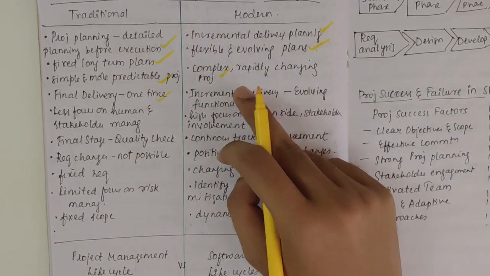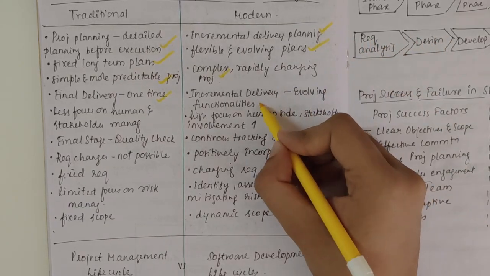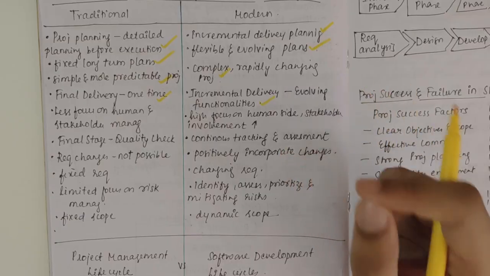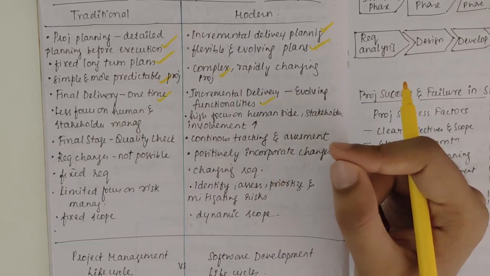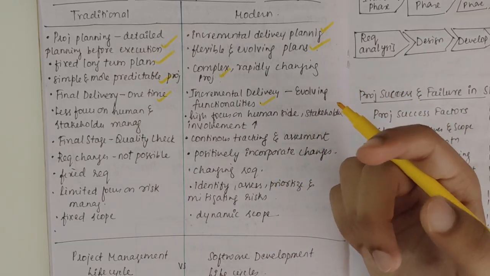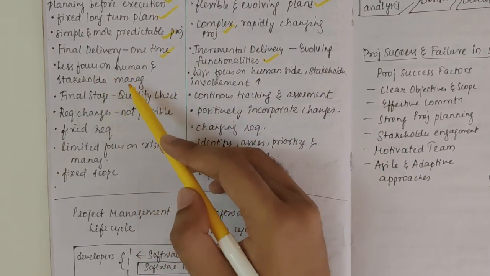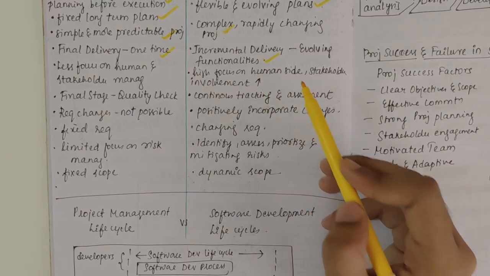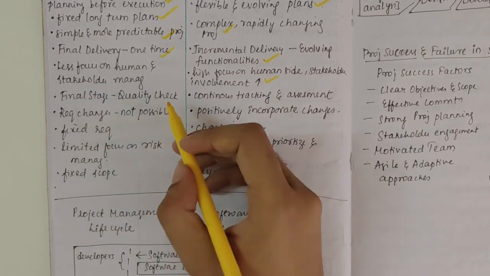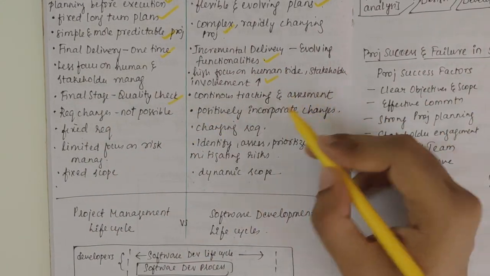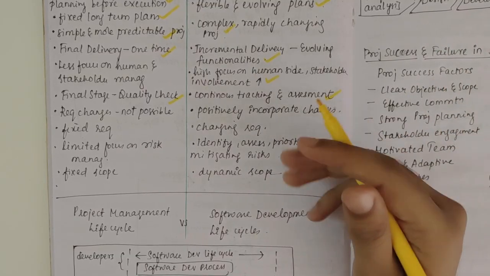But then here we have the incremental delivery, that is, upon development of each functionality, we deliver it to the stakeholder, take the valid feedback from the stakeholder, and then make sure that we inculcate all these feedbacks in our project. And then again in the next incremental delivery, those requirements had to be met. Then we have less focus on human and stakeholder management, but then here high focus on human and stakeholder involvement is pretty high. Then we have the final stage here, the quality check, but then here we do continuous tracing and assessment, and the quality is checked in incremental order.